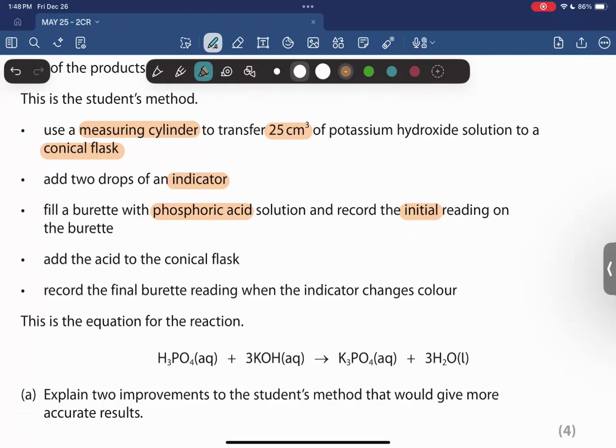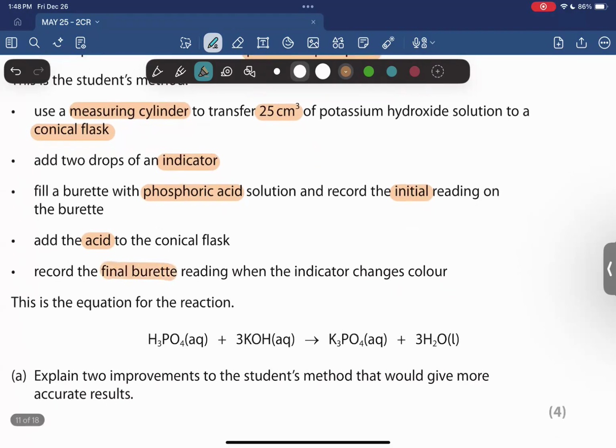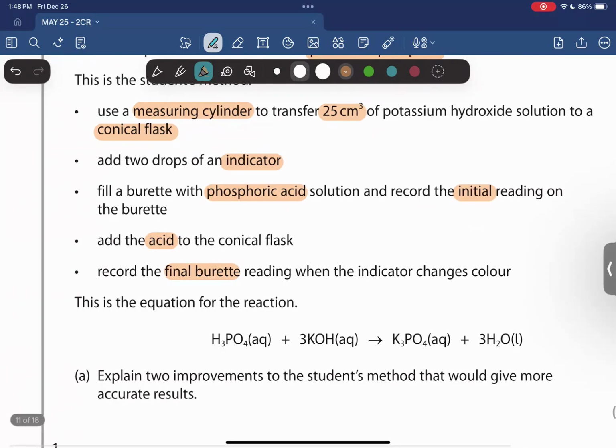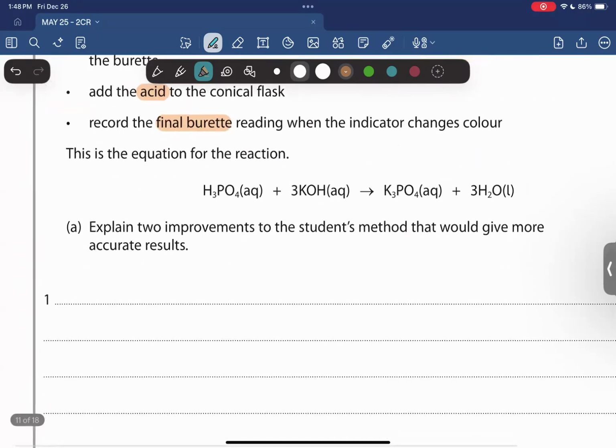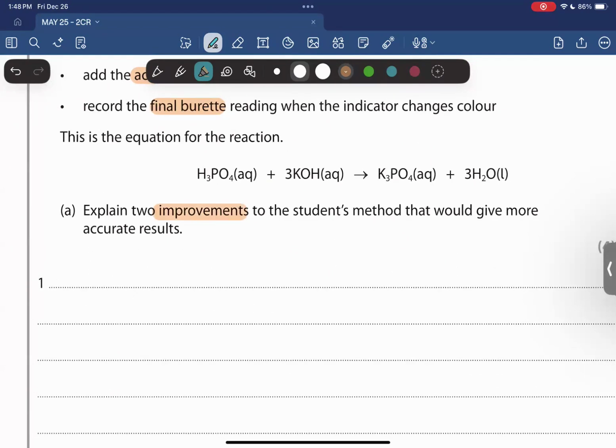Add acid to the conical flask and record the final volume of the burette reading when the indicator changes color. The equation for the reaction is this. So, explain 2 improvements with the student method that would give more accurate results.